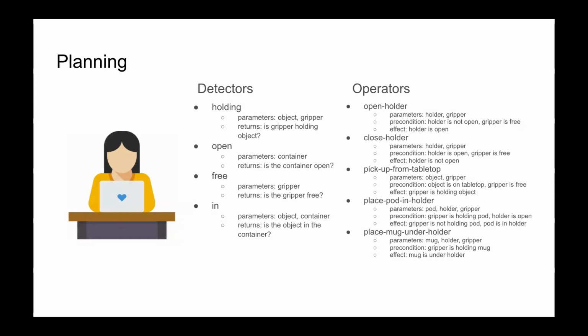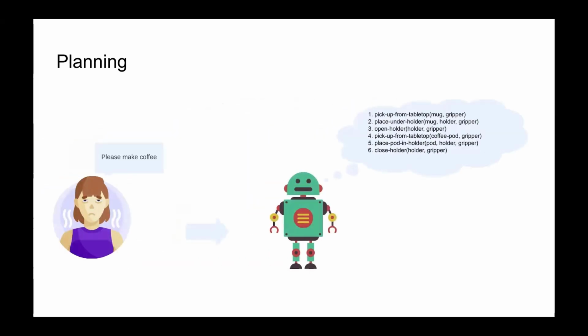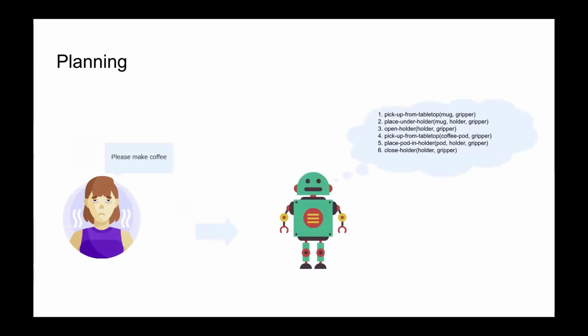What this enables the robot to do is generate plans for reaching goals. Given a goal state, which is make coffee, the robot is able to observe the current state, reason about the operators that need to be applied, and come up with a sequence of operators that would lead from the current state to the goal state.